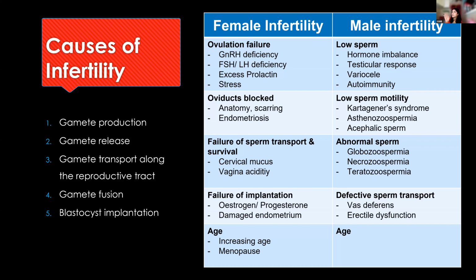So moving on to male fertility, we can again use this gamete production, release, transport, fusion, implant, not really the implantation, and talk about male infertility. So in the case of males, it's low sperm count, low sperm motility, abnormal sperm, defective transport, age. Low sperm can be due to hormone imbalance, so altering the HPG axis, GnRH, FSH, LH, or say if there's increased prolactin for some reason, increased inhibition, reduced spermatogenesis.